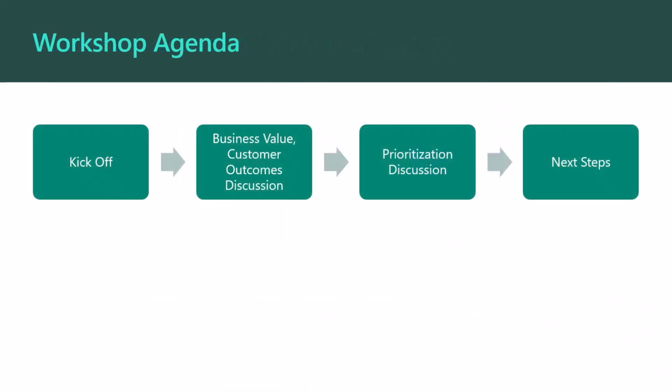All right, so here is the agenda for the workshop. We'll kick off the workshop. We'll have the core conversations, the business value and customer outcomes discussions, which I'll get into in a minute, and then the prioritization discussion. We've turned those areas of focus that they want to talk about into opportunities for innovation in AI. How do we then prioritize them? And then we'll finish the workshop with next steps.